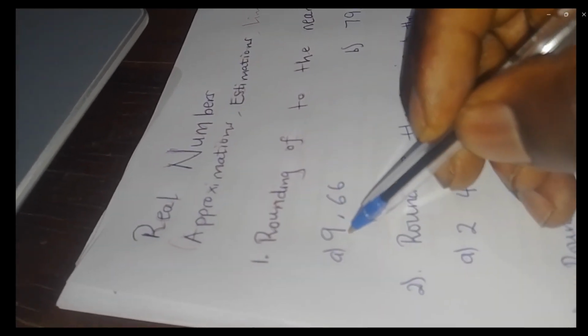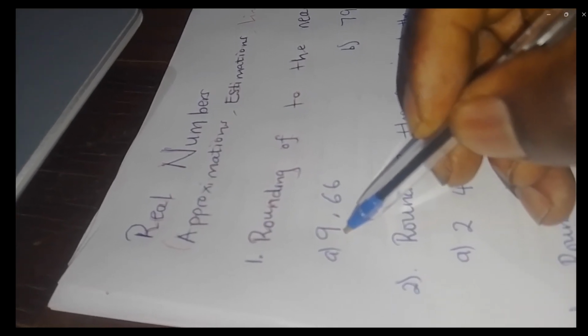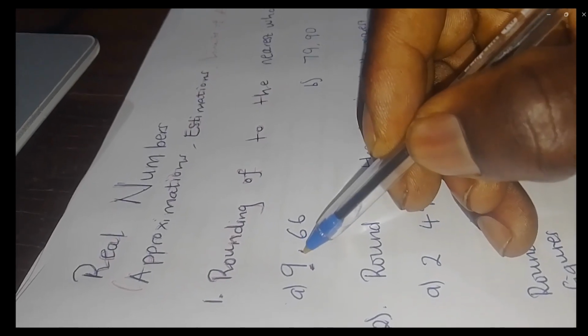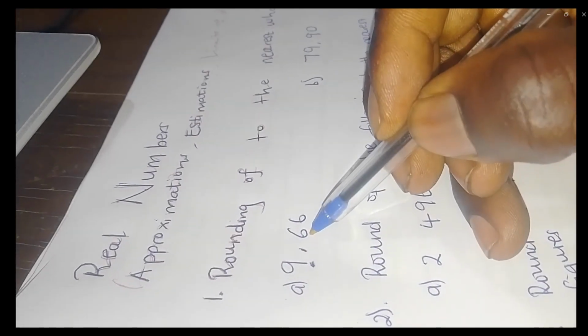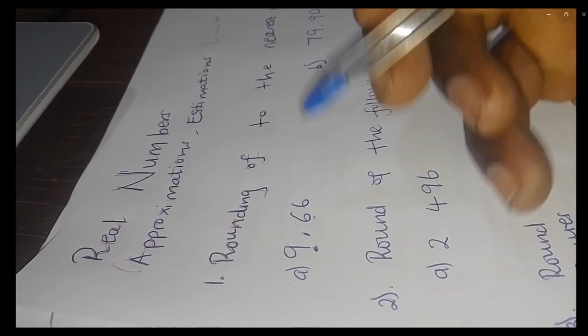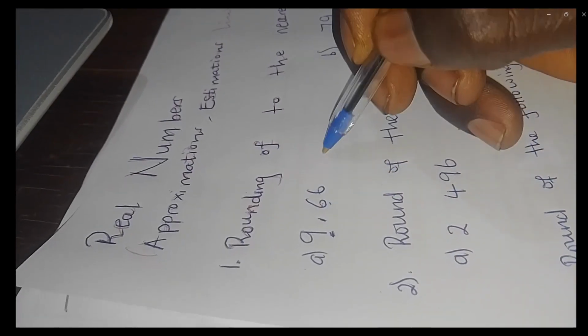In this case, this 9 is the whole number. For us to round off, we look at the next digit. The next digit is just after the comma, which is 6. And 6 is above 5. So if the number is 5 or more, we add 1 to the previous digit and all the preceding digits become 0. So if we add 1 to 9, it becomes 10.